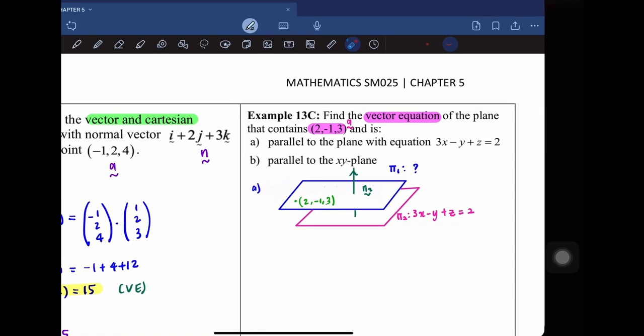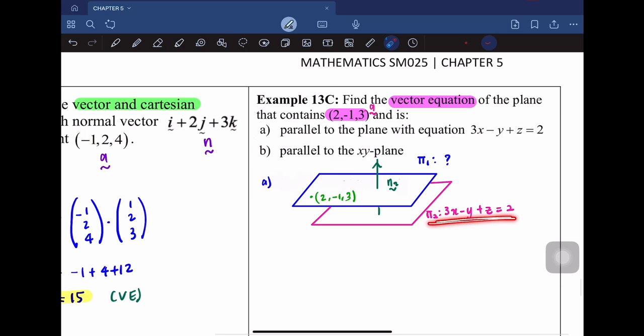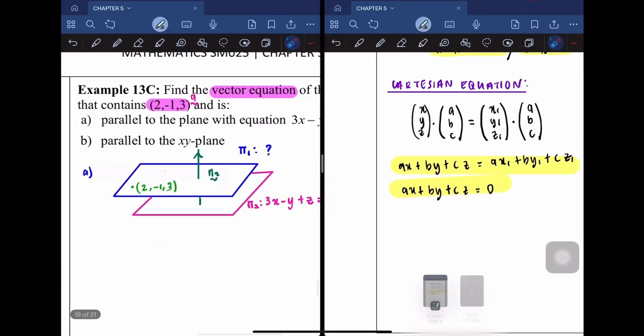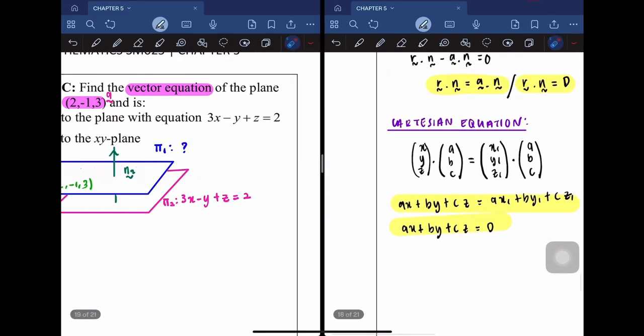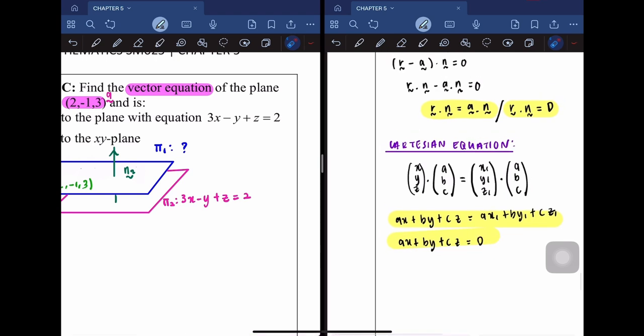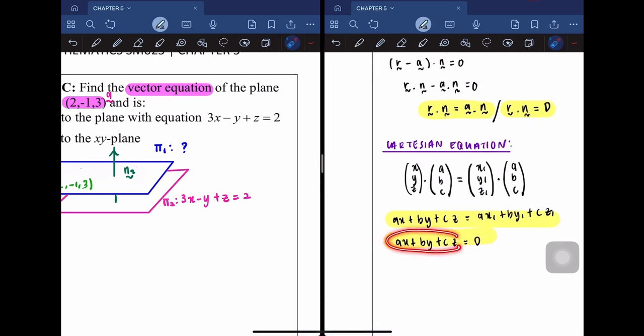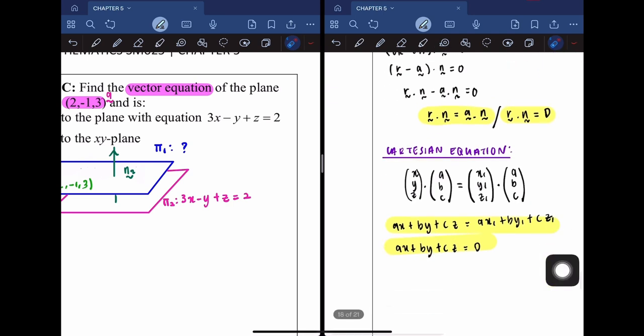Okay, now we are going to find our normal vector from this equation. So how do we do that? Looking at the equation, this is the Cartesian equation of the plane. Okay, which is, on the left hand side we have r dot n, right? So our r is x, y, and z. This is our r. And then the a, b, c is our normal vector. So you have to identify what your a, b, and c are. Looking at this, we know that it is 3, negative 1, and 1. So that's how you know that your normal vector is equal to 3i minus j plus k.